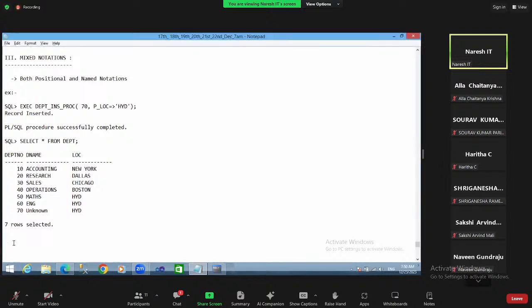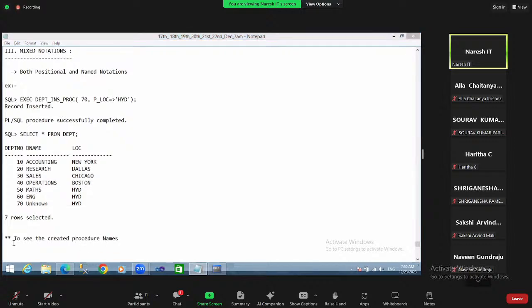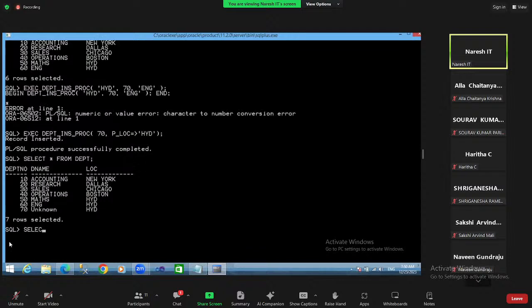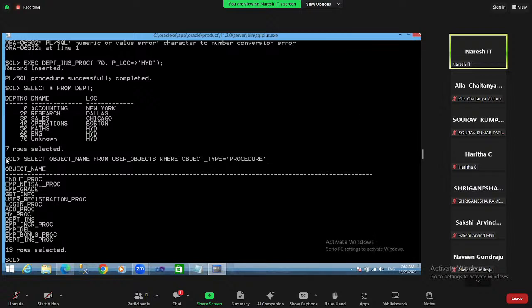Now, to see the created procedure names, select object_name from user_objects where object_type equal to 'PROCEDURE'. This means inside your database, inside your user, what procedures you have created. If you want to see them in future, try to write this.